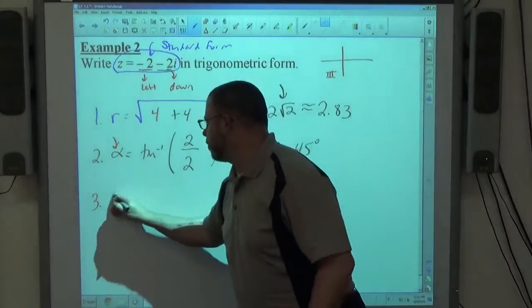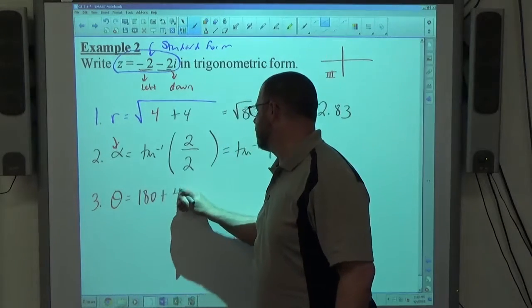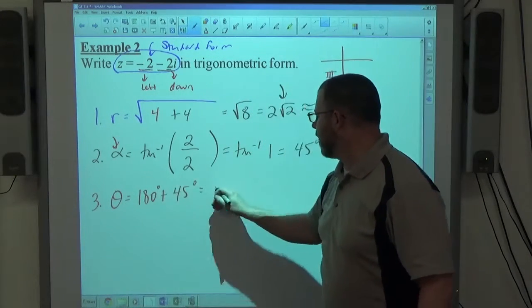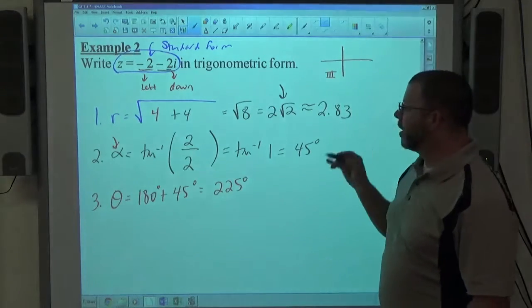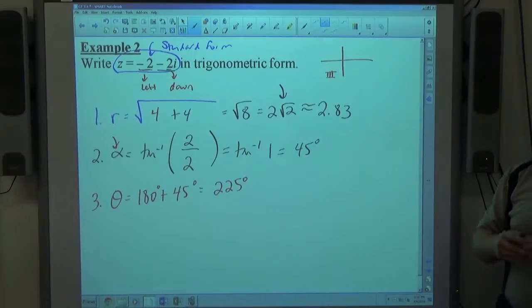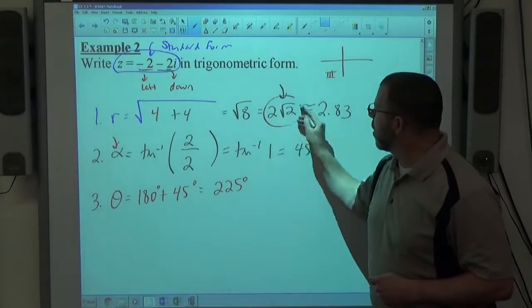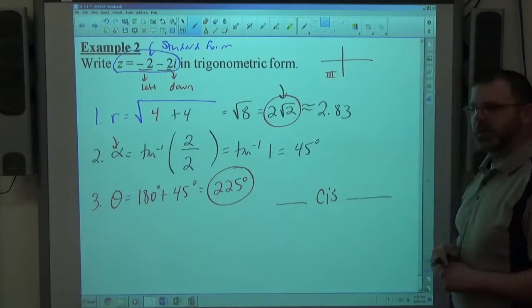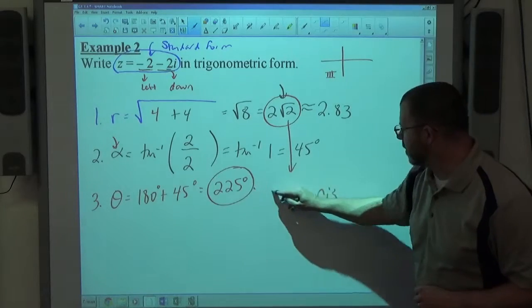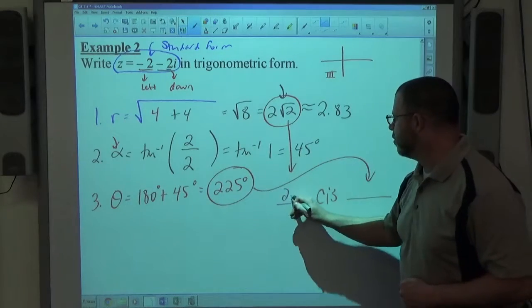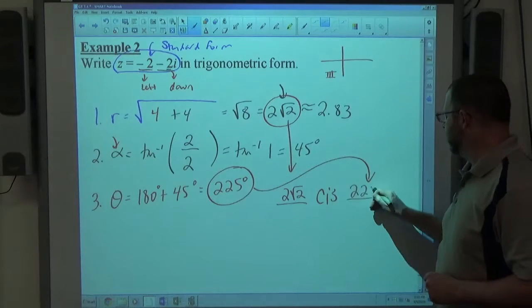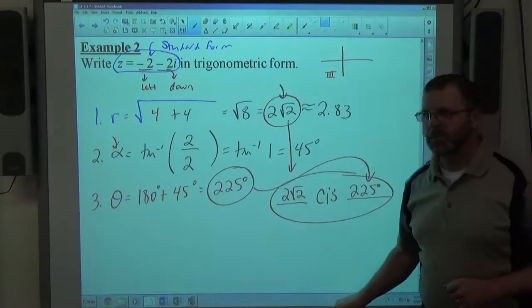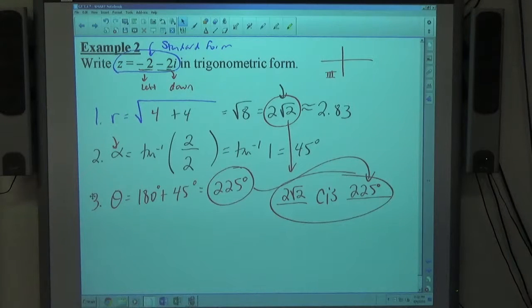And the third quadrant rule is we take 180 degrees plus the angle we just found. That comes out to 225 degrees. And what we're looking for to create the trigonometric form of this complex number, again, is the value of r and the value of theta. And it's always going to be something cis something. This goes here, that goes there. So the correct answer is 2 square root of 2 cis 225 degrees. Again, it's cis, not CSI. It's not the TV show, it's cis, cosine plus i sine. That's how you write it.